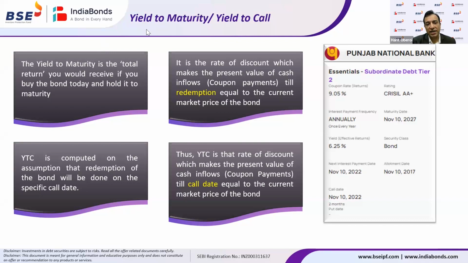So yield to maturity is for an instrument which does not have a call option, and you calculate till the maturity date. Yield to call is for an instrument which has a call option. For example, take a sub-debt bond of Punjab National Bank. This is an old bond which was issued earlier. The maturity date was 2027, whereas it has a call option on November 10th, 2022. So instead of calculating the yield till 2027, we should calculate the yield till 2022. And when we do this calculation, it is known as yield to call and not yield to maturity.